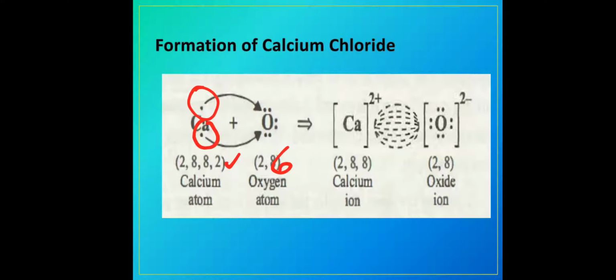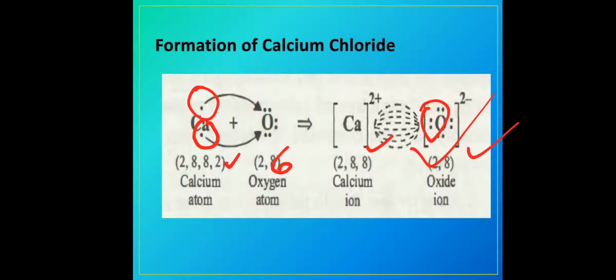Oxygen will happily take those 2 electrons as shown here. Oxygen will accept those 2 electrons from calcium. Now oxygen has completed its octet as well as calcium has completed its octet. So both the participating atoms are converted to ions with the completed octet. And this is the formation of calcium oxide.